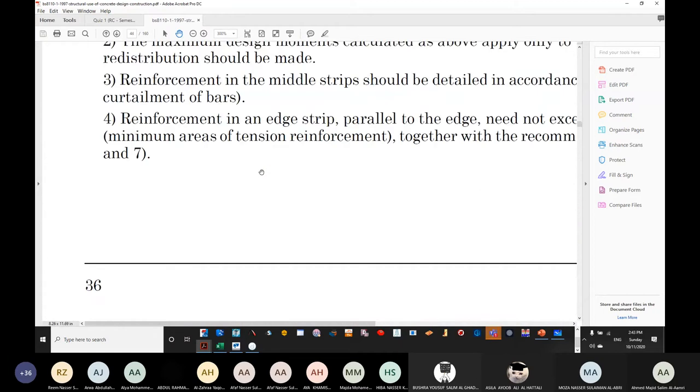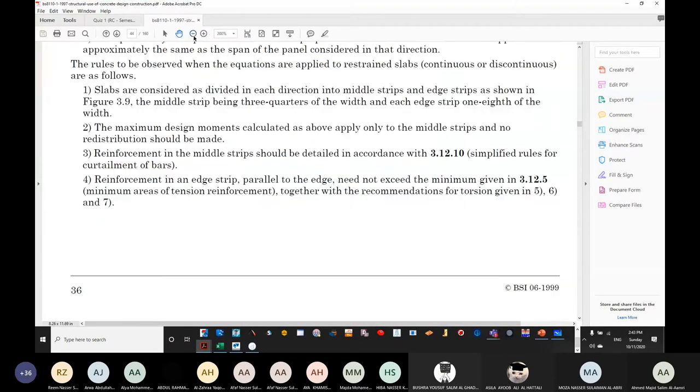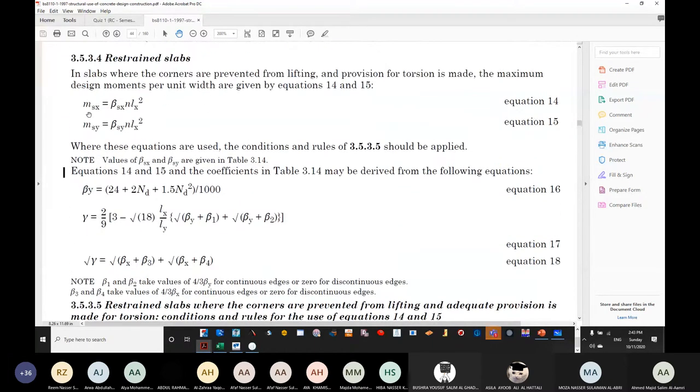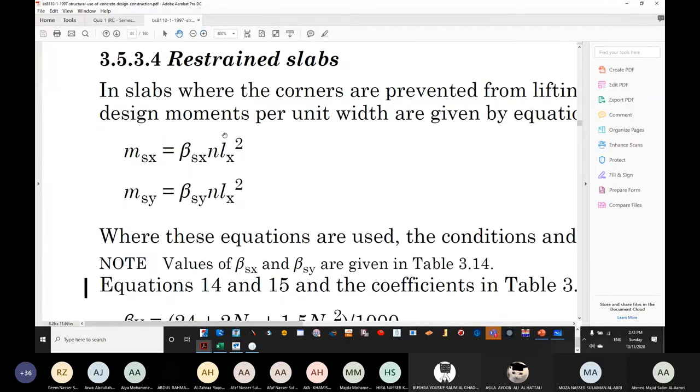Because the dominating is x, the primary moment, the maximum moment is x, and then the remaining is for y. This is Msx and this is Msy. So whether you are talking about x or y, you should use only the beta for x or y. But when it comes to L, it's always going to be Lx, always the short span. According to the code, they have made the equation of Lx first, and based on Lx, they will find Ly.